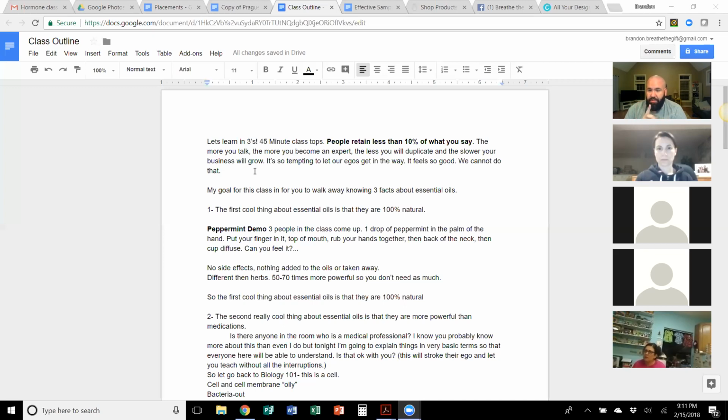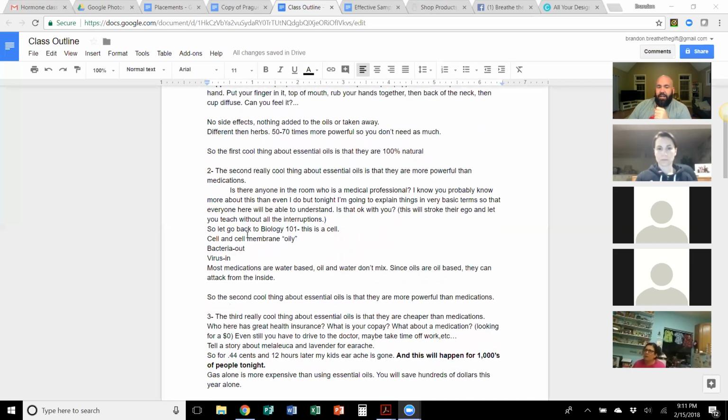So the first really cool thing, and this is where you're going to kind of bookend it. So the first really cool thing about essential oils is that they are 100% natural. So the second really cool thing about essential oils is that they are more powerful than medications.